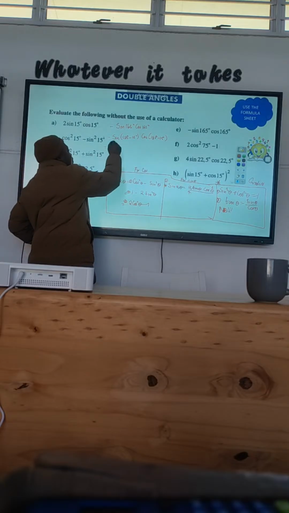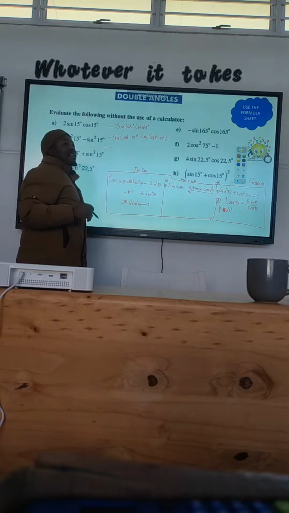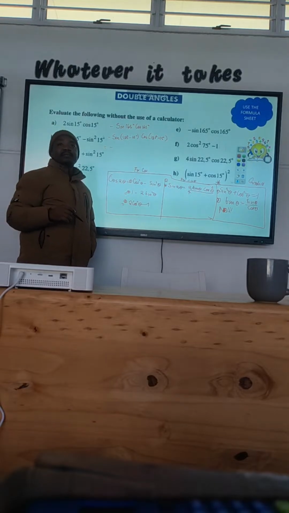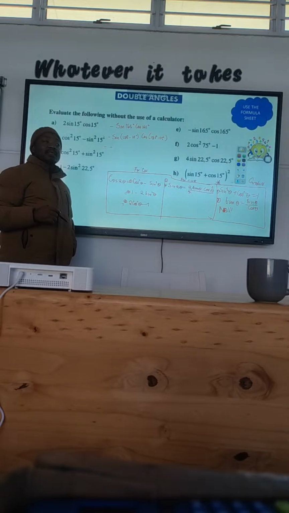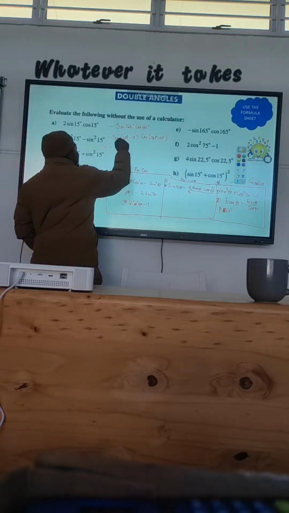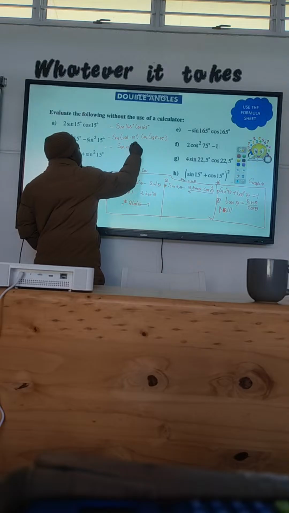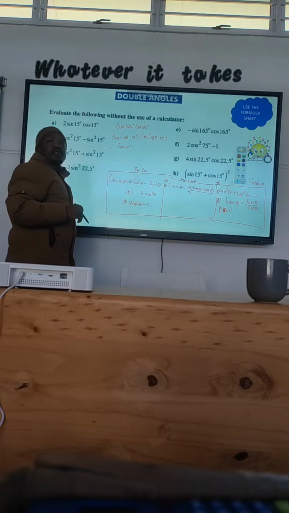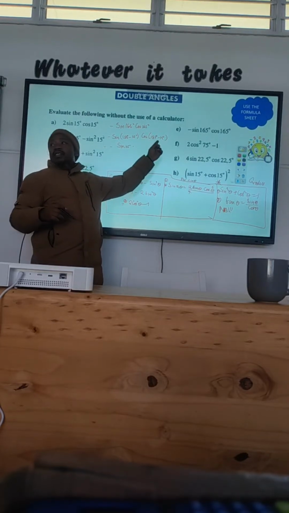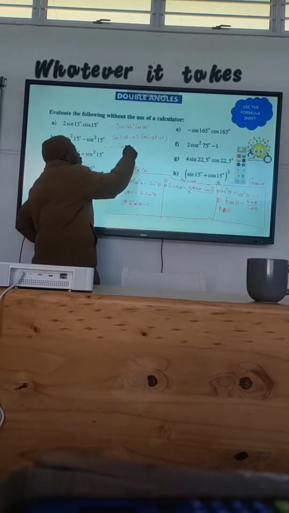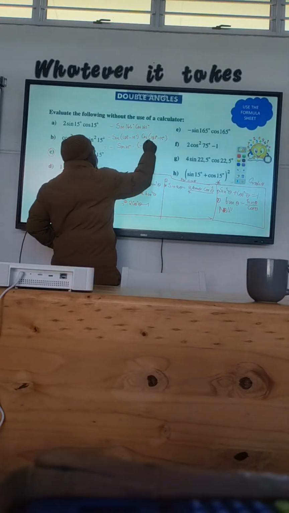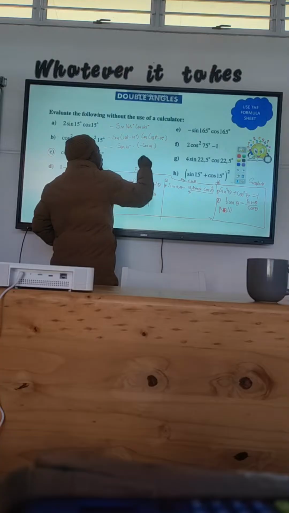So we had a negative sine of 180 minus theta. Which quadrant is that? Second quadrant. What's the sign of sine in the second quadrant? Positive. So the sign is fine. We have a sine of 15. Let's count the cos. We said this is the second quadrant. What's the sign of cos in the second quadrant? It is negative. So I'm going to have a negative cos of 15.